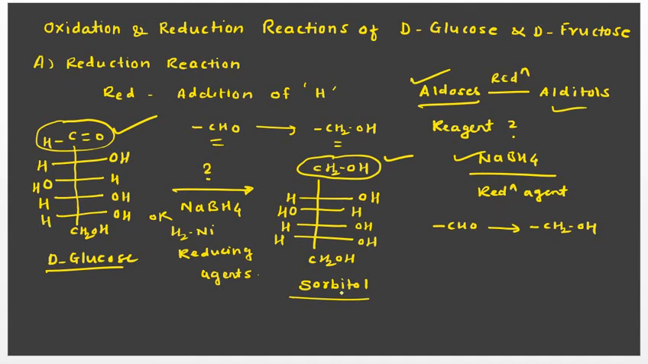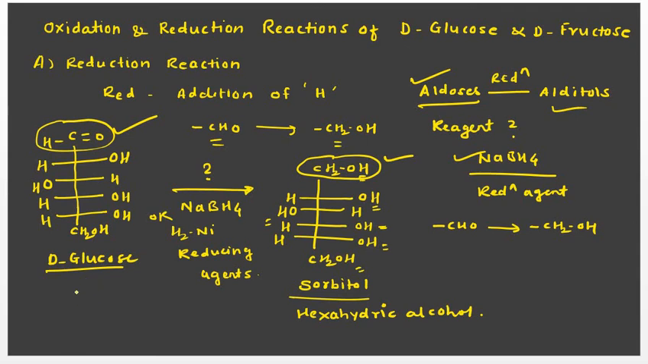Thus D-glucose is reduced to sorbitol, which is a hexahydric alcohol. There are six hydroxy groups, remember: 1, 2, 3, 4, 5 and 6. So it is a hexahydric alcohol. So this is the reduction of D-glucose.